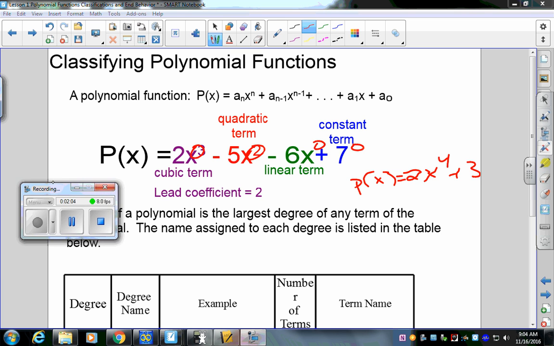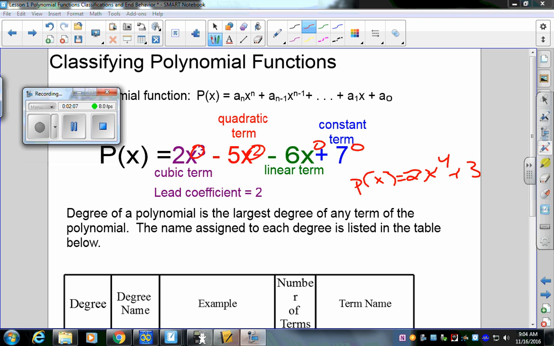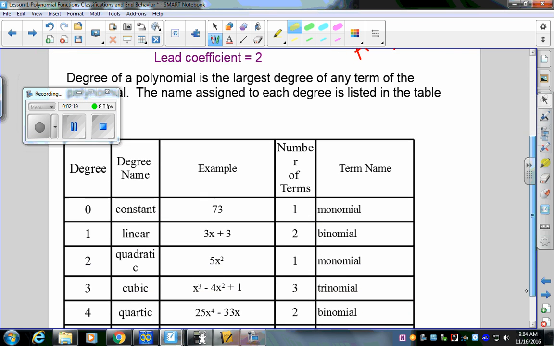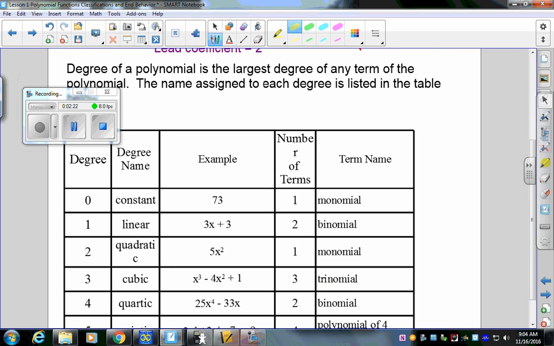Okay, when I'm saying highest degree, the degree of a polynomial is the largest degree or exponent of any term. The name assigned to each degree is listed in the table below. So take a look at this. Okay, something that's a degree 0 is called a constant. It's just a number. All right, we'll come back to the last two columns in a minute. A degree 1 has just a plain old x because the exponent is 1, and that's linear. It's a line. We've seen that before.